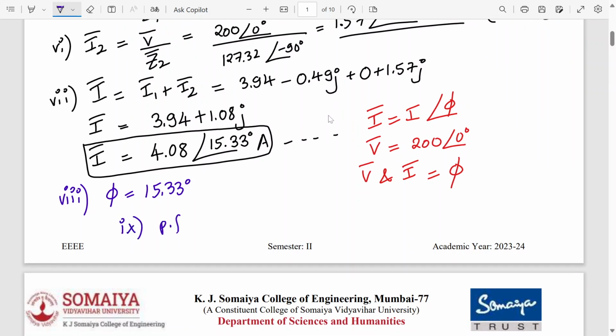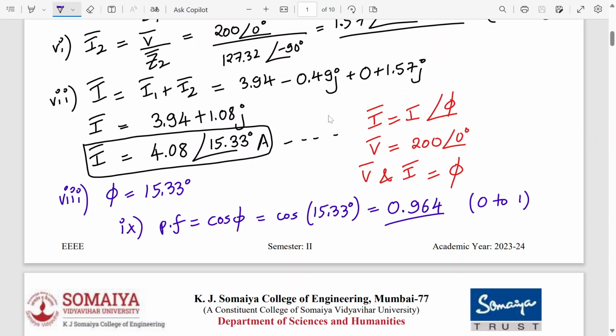Now next we need to find the power factor. So the power factor of the circuit is cos phi. So cos of 15.33. How much is that? 0.964. Okay, fine. Remember, power factor will always be between 0 and 1 only.